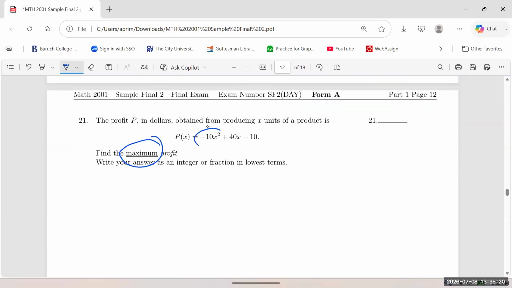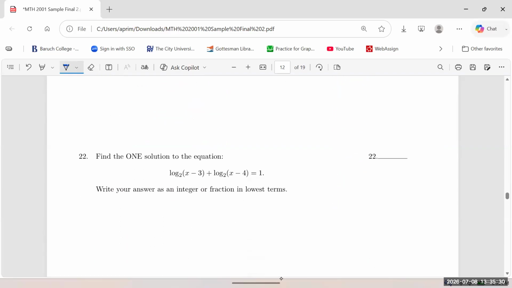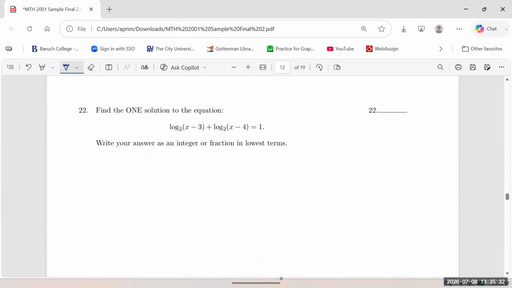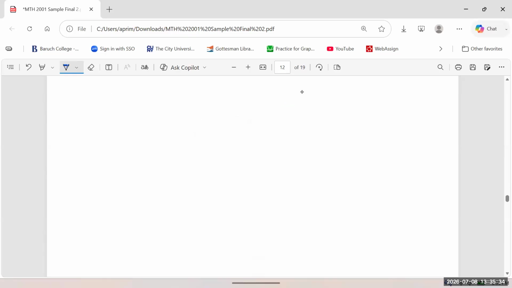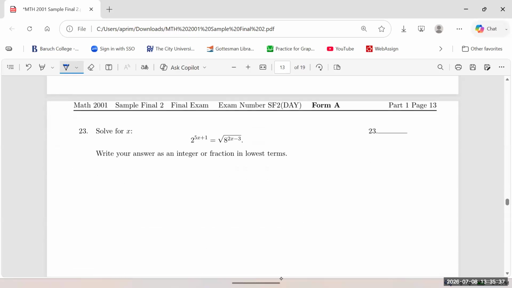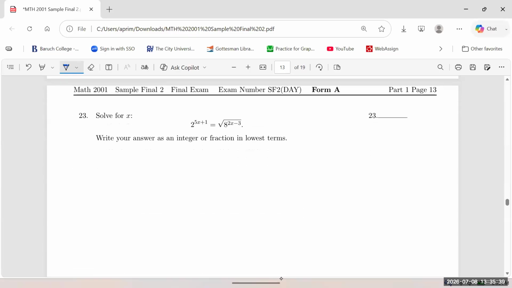Maximum for a quadratic. What you're looking for? Vertex. X value or the Y value? Why? Because they're looking for the profit. Solution, we already know, right? We did that. This is a good one.